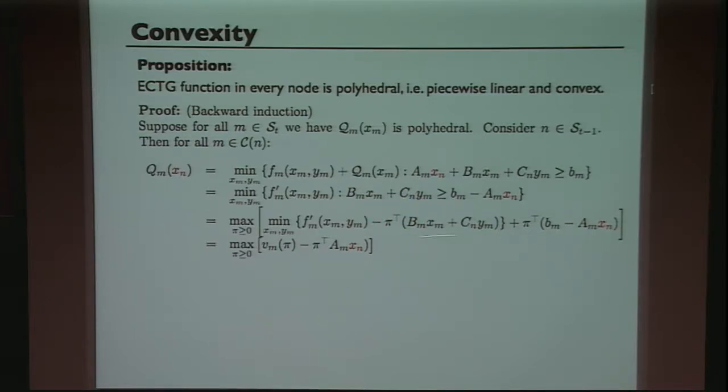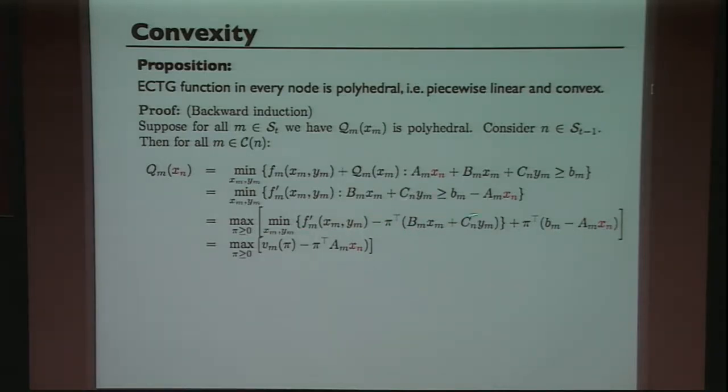So this is the Lagrangian relaxation, right? As we have done before, you look at the violation of this constraint, add it to the objective, and you maximize with respect to the multipliers, pi's. This is the dual problem. So what is happening here?